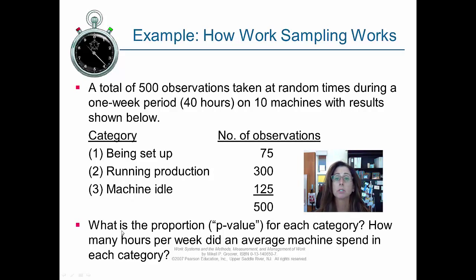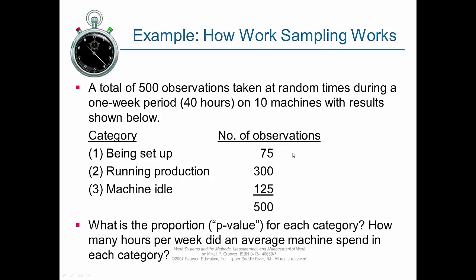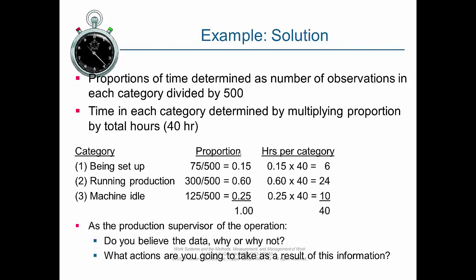One of the questions that is important to know within a work sampling study is, what is the proportion? And we call the proportion the p-value for each category. Then we might just want to extend this. I just think it's an interesting data point and something to put in perspective: how many hours per week did an average machine spend in each category. To get the p-value or the proportion, all we do is take the number of observations in the category and divide it by the total, and that is the proportion of time that the machine is spent in that particular category.